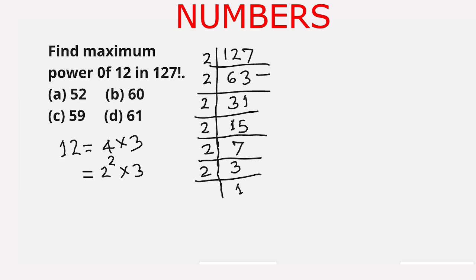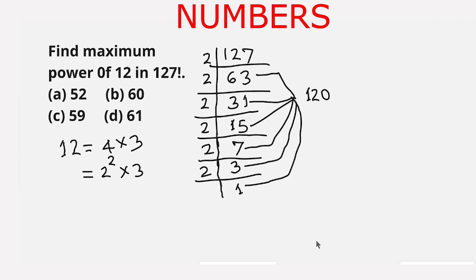Now we have to add. 63 plus 31 is 94. 94 plus 15 is 109. 109 plus 7 is 116. Plus 3 is 119. Plus 1 is 120. So this will give us 2 to the power 120. Now similarly we will find the power of 3 in factorial 127.